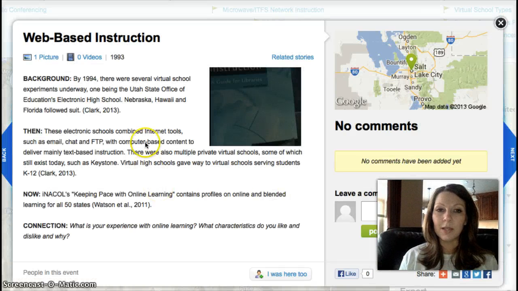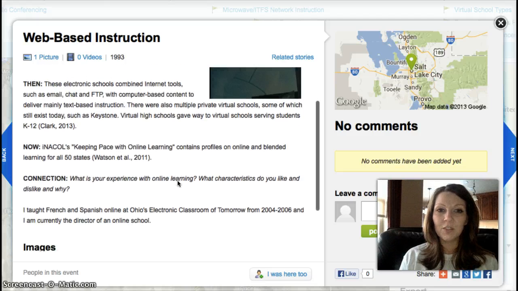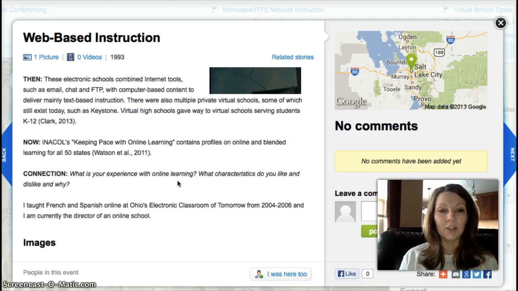In 1993 is the emergence of web-based instruction. There were several virtual school experiments underway. One was actually the electronic high school from the Utah State Office of Education. Nebraska, Hawaii, and Florida soon followed. These electronic schools combined internet tools such as email, chat, and FTP with computer-based content to deliver mainly text-based instruction. Worksheets slapped into a computer screen. It was really just the delivery method that changed. Instead of handing it to a kid, they saw it on the computer screen.